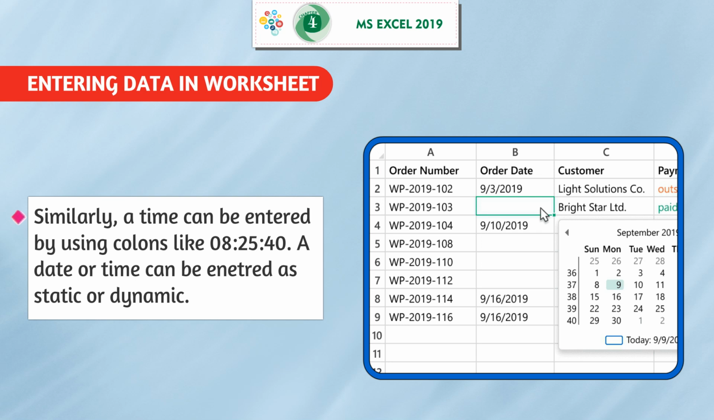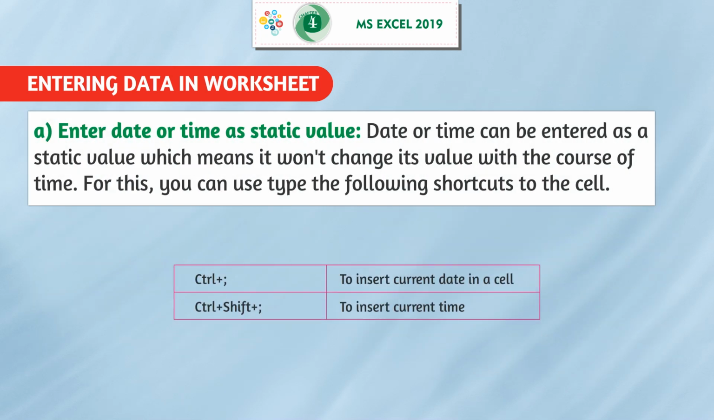Similarly, a time can be entered by using colons like 8 hours, 25 minutes, and 40 seconds. A date or time can be entered as static or dynamic. A. Enter date or time as static value. Date or time can be entered as a static value, which means it won't change its value with the course of time. For this, you can type the following shortcuts in the cell.